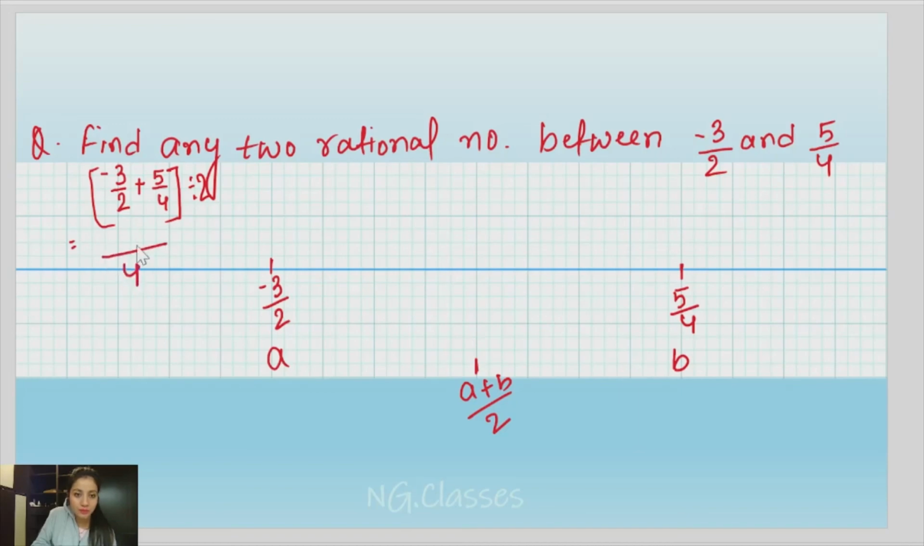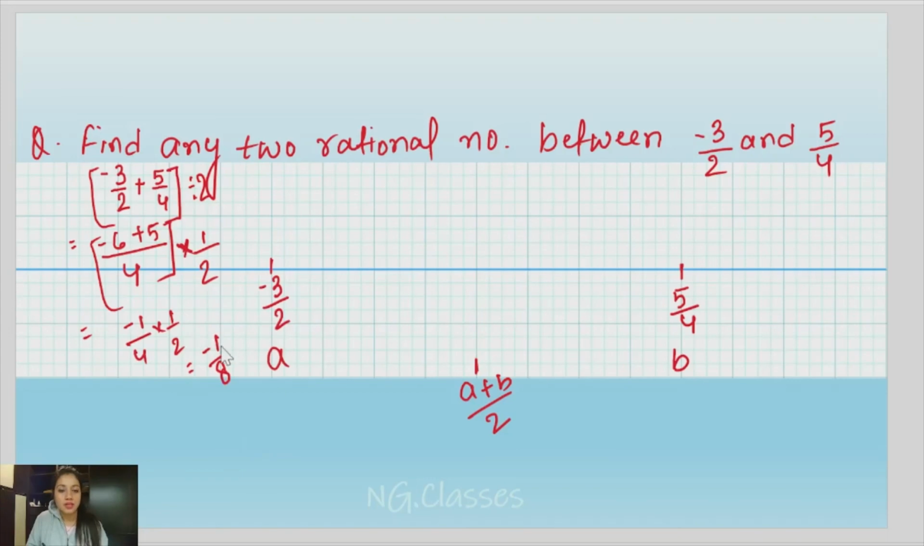LCM will be 4. Minus 6 plus 5. And here it will be divided by 2. I can write it as 1 by 2. So minus 1 by 4 into 1 by 2 will give us minus 1 by 8. So we got the exact middle point of minus 3 by 2 and 5 by 4. Here it will lie, minus 1 by 8.